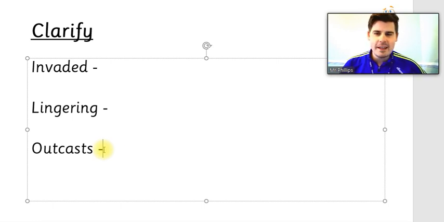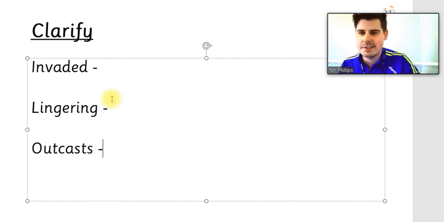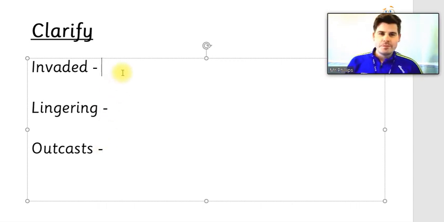And finally, we have the word outcasts. It said in the book that, I can't remember the names, Wish and Zan, I think, were both outcasts. What does that mean? What are they if they are outcasts? Pause the video one last time and write down your definition of outcasts. So you should now have three definitions: invaded, lingering, outcasts.